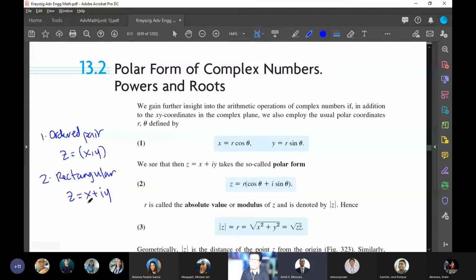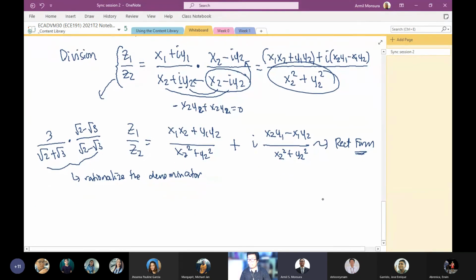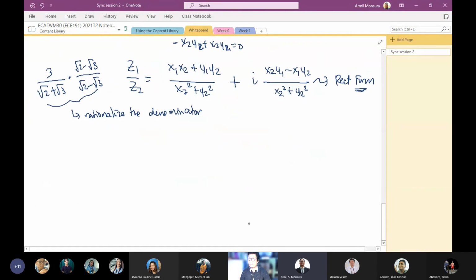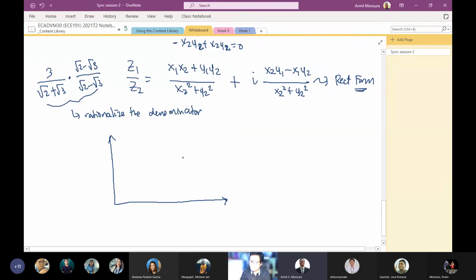Okay. Now we will study the third one by expressing your number as a polar form. Pero saan natin siya muna kukunin? Where will we be able to get these forms? Actually, galing yan dun sa geometric interpretation of your complex numbers. Okay? So we have, for example, a number here.